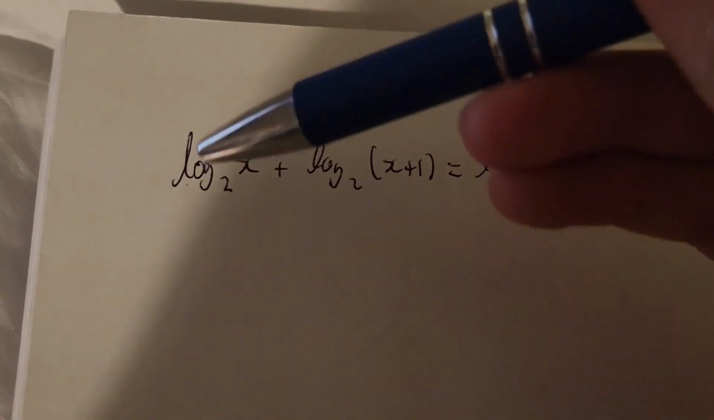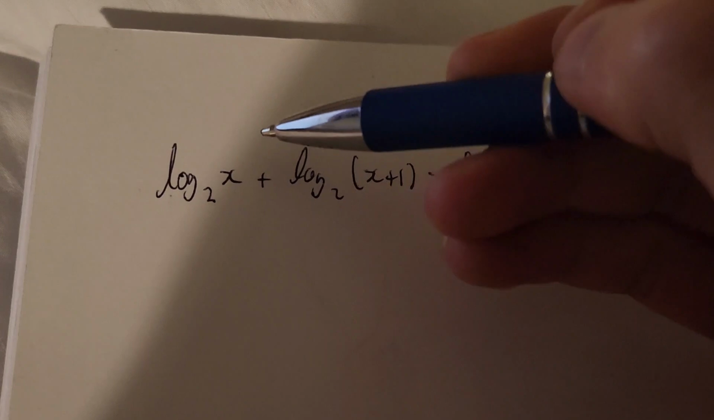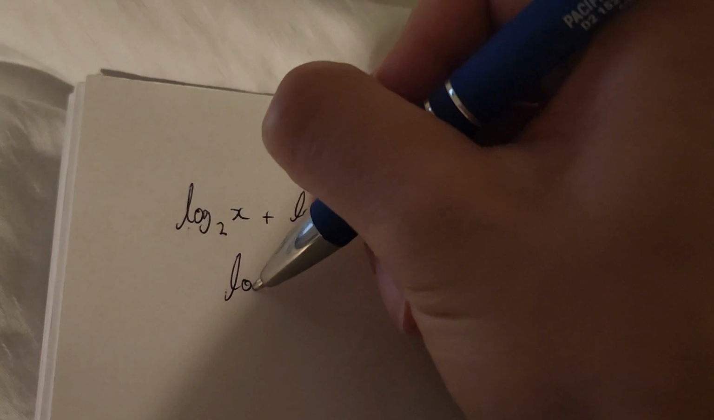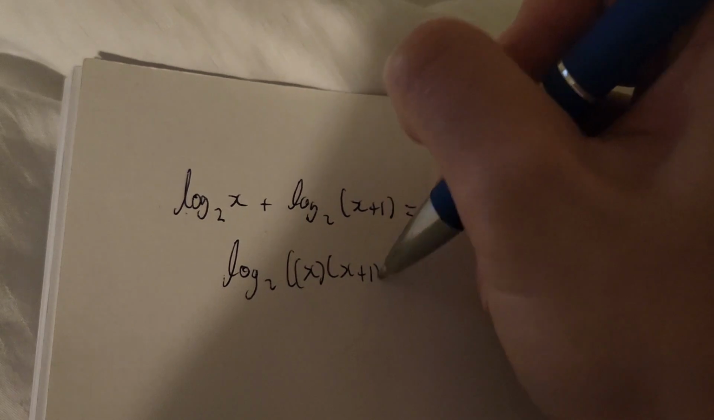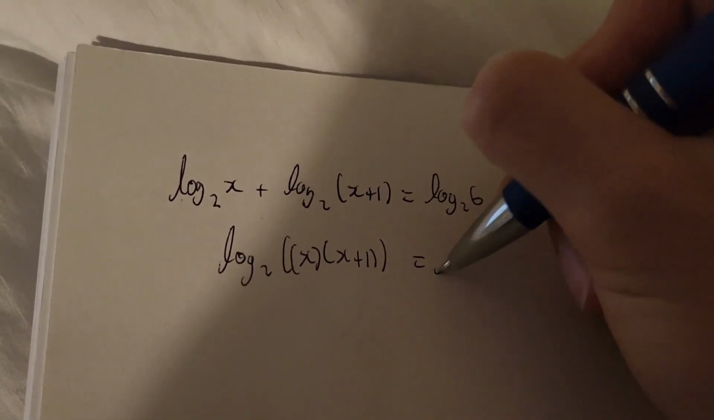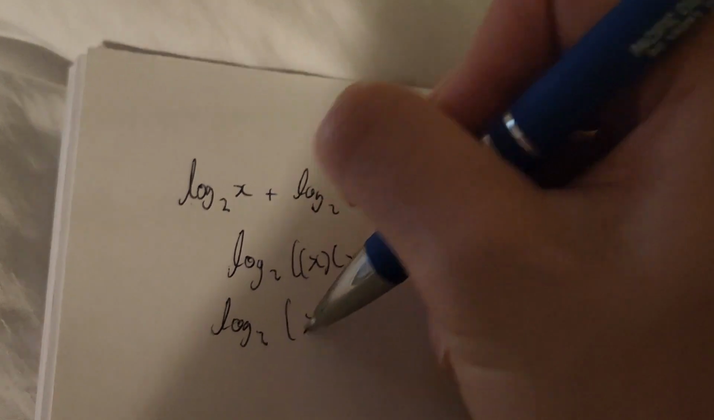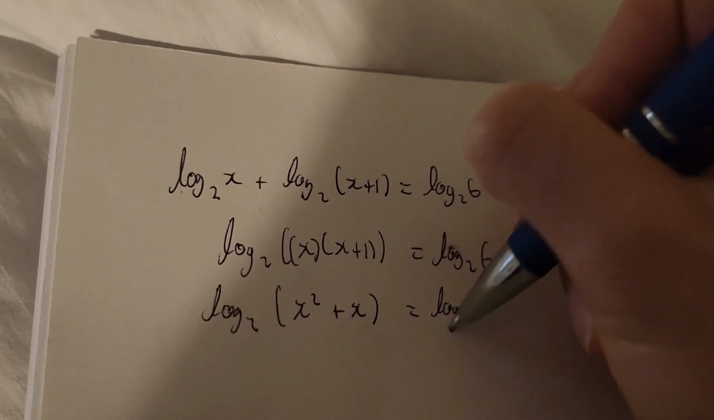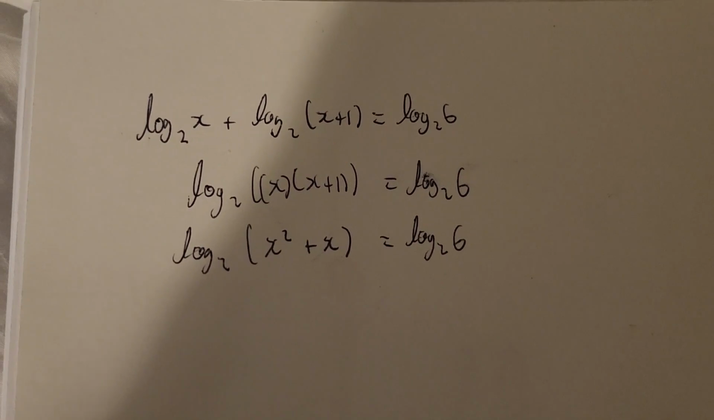We have log base 2 of x plus log base 2 of x plus 1. Well, what does that mean? That means we can use the multiplication rule, remember? So we can rewrite this as log base 2 of x times x plus 1 is equal to log base 2 of 6, right? And now we can distribute this. Now it's going to equal log base 2 of x squared plus x is equal to log base 2 of 6, right?